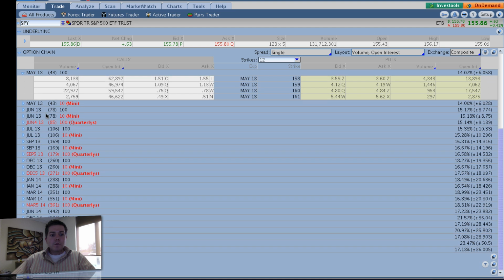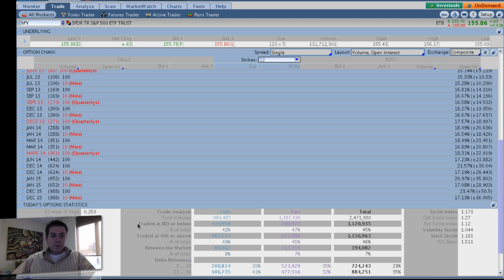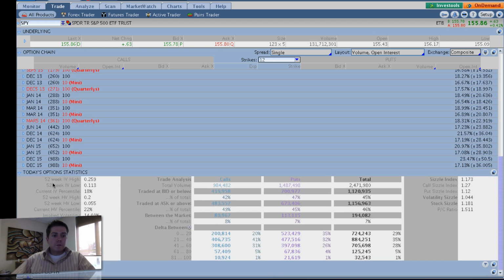Another handy tool is if you scroll down here to today's option statistics, you can see a few things. The first of which is your 52-week IV high. IV stands for implied volatility. That is 25.9%, so roughly 30%. 52-week IV low is 11.3%. The current IV percentile is 18%. 18% indicates that the current implied volatility in SPY is towards the low end of this range. It's towards this 11.3 52-week low.